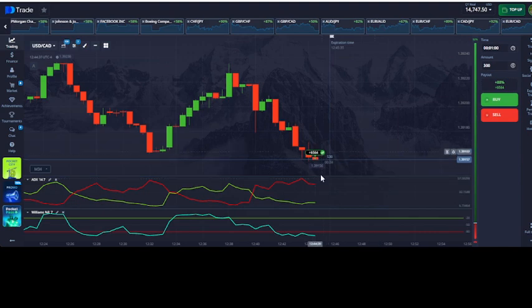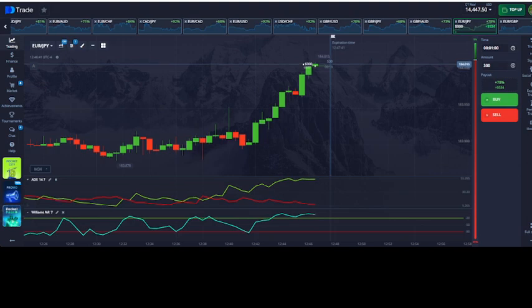So we won that trade. All right, so I'm going to pause the video and look for the next setup. Okay, so I'm on the Euro JPY currency pair, and I just took a buy trade here.